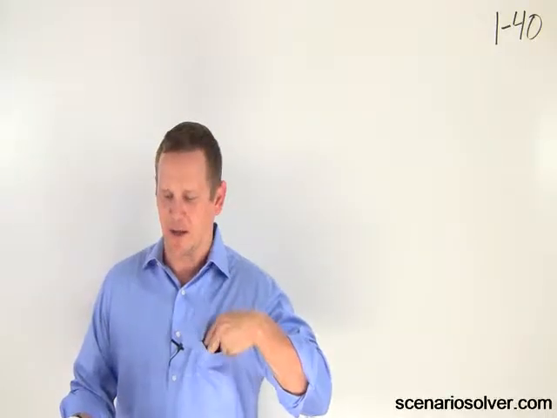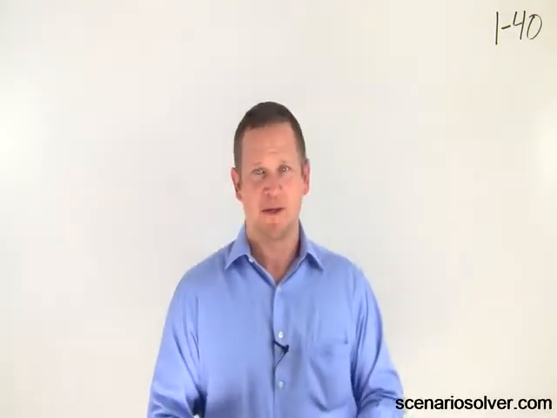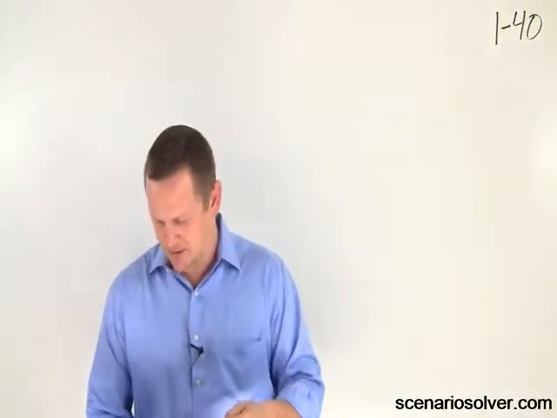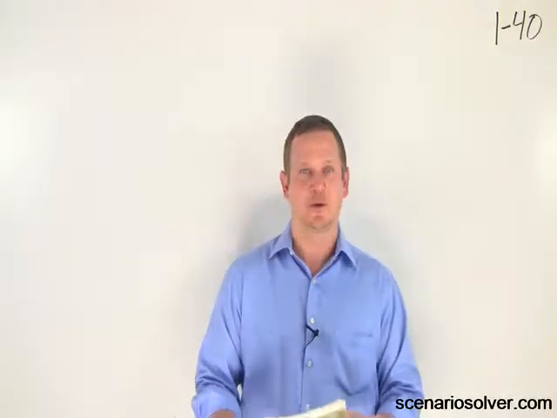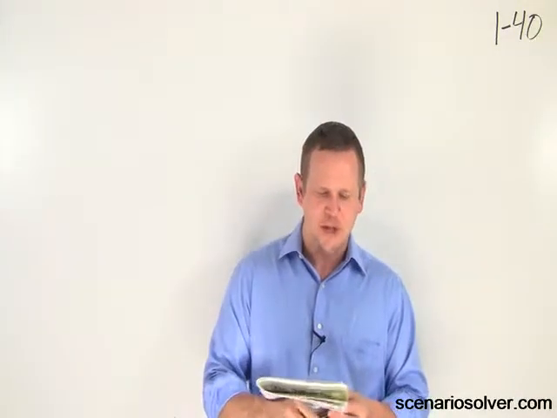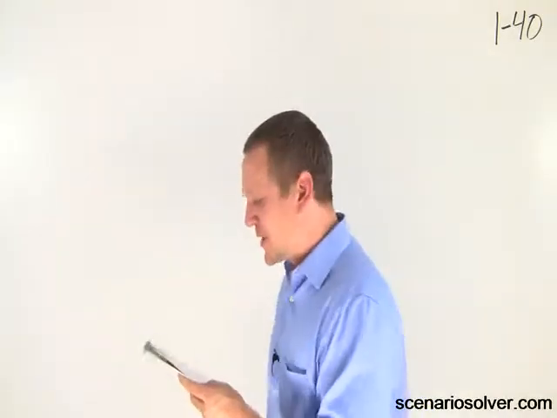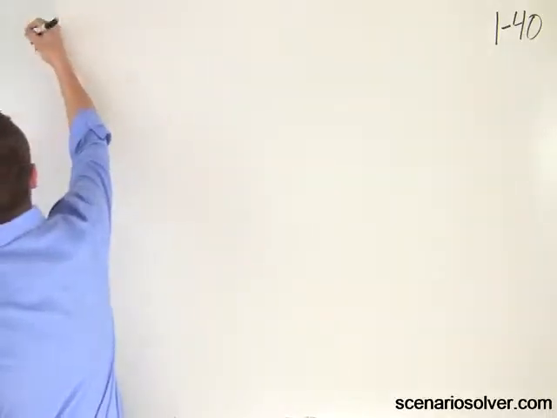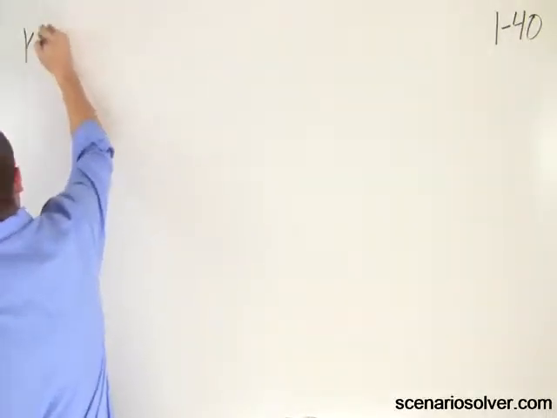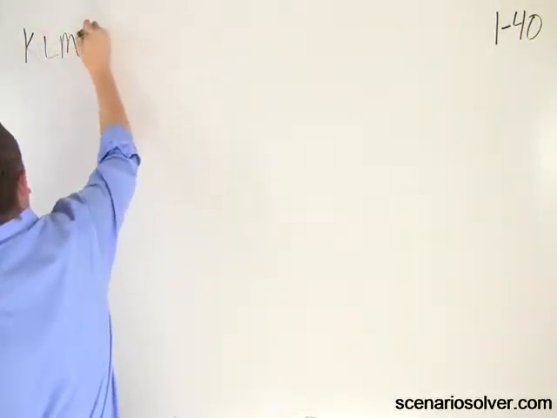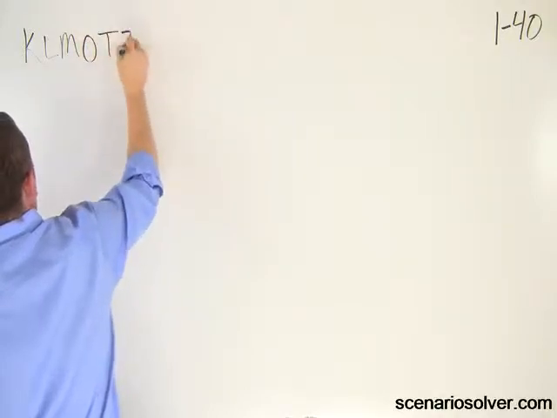Okay, we're looking at Logic Game 1. This is LSAT 40, and this is June of 2003. Charlie makes a soup by adding 6 kinds of foods: K, L, M, O, T, and Z. So K, L, M, O, T, and Z.